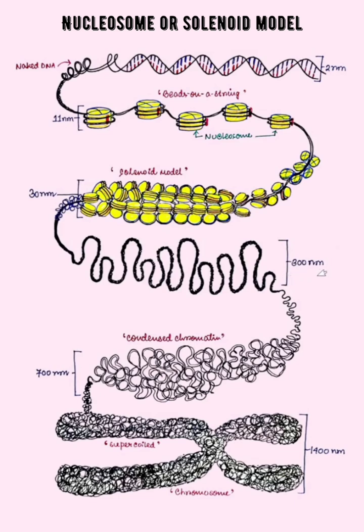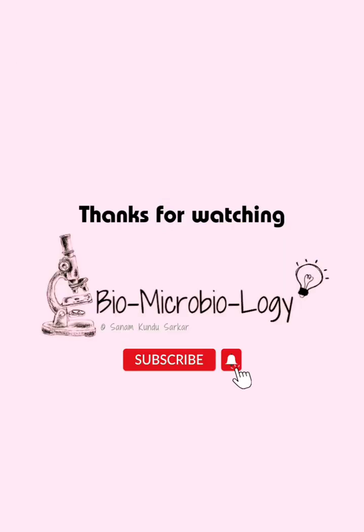Then the chromatin fiber coils more and forms 300 nanometer, then 700 nanometer to form a scaffold structure. And then at the third level of DNA packaging, the giant DNA molecule is supercoiled and condensed more to form a 1400 nanometer chromosome, that is 10 micrometers long, called the metaphase chromosome, and the total DNA packaging is called the nucleosome model of DNA packaging.